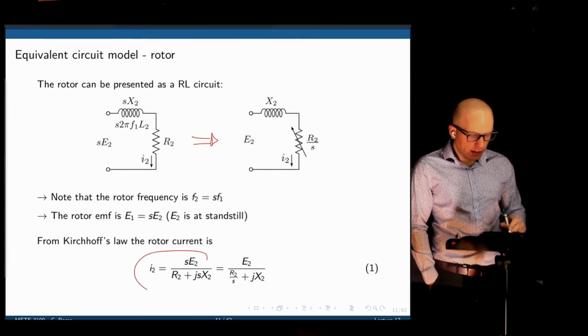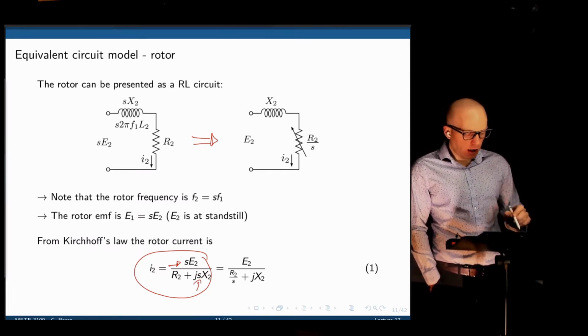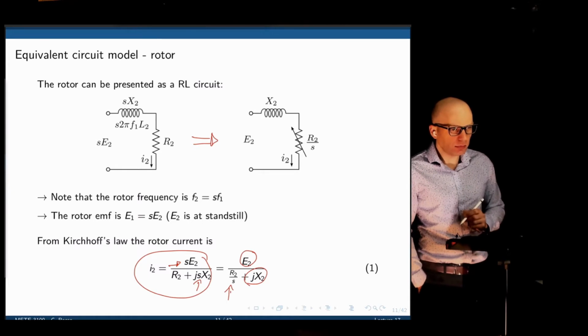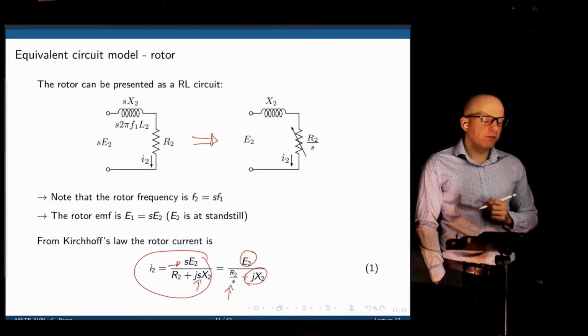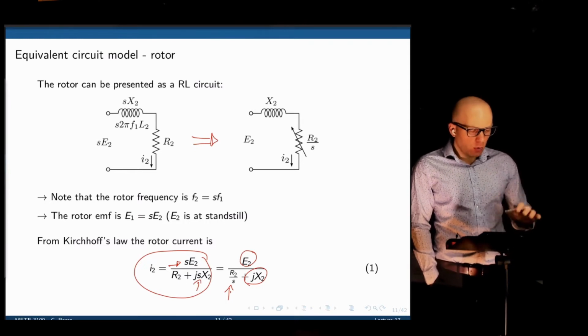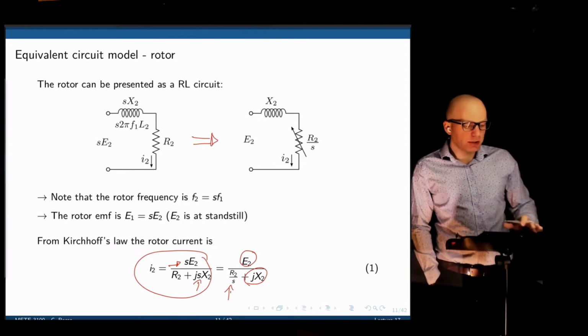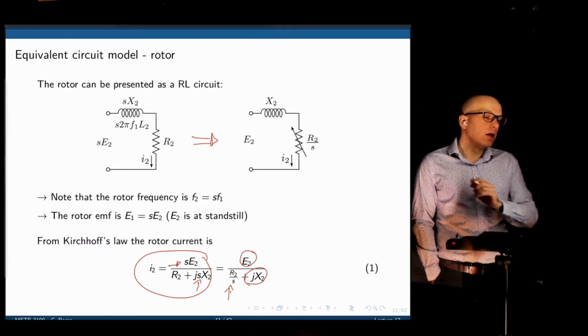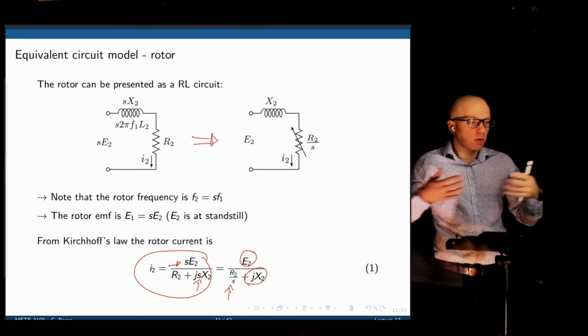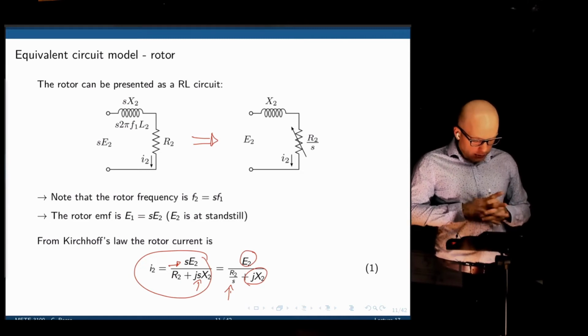So again, Kirchhoff's law, we get the current. We see that the current establishes a voltage at the rotor frequency. The reactance is at the rotor frequency. But now if we divide everything by S, we have E2, same as the stator frequency. We have X2 at the stator frequency, but now we have a resistance that depends on the slip factor, which is a big advantage compared to the first configuration, because now everything operates at the stator frequency. So we can now combine these two parts of the transformer. So let's do that.